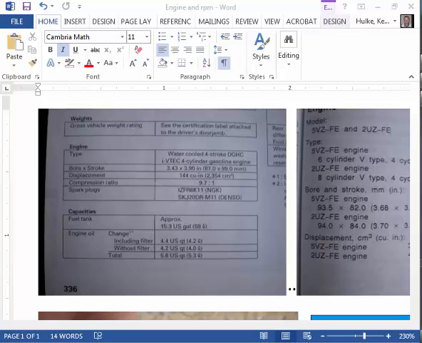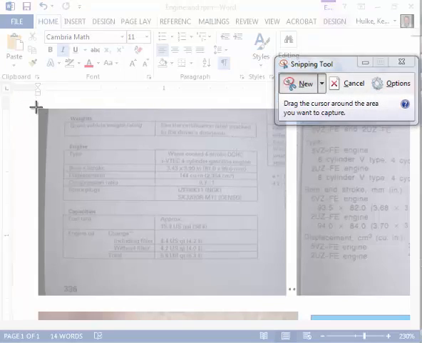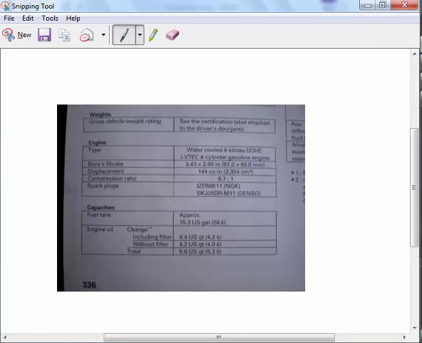So we're working on the worksheet here, and I'm going to show you how we're going to go about a little reviewing. First off, this is the page from my Honda CR-V, and remember, bore is the size of the piston, and stroke is how far up and down it goes.